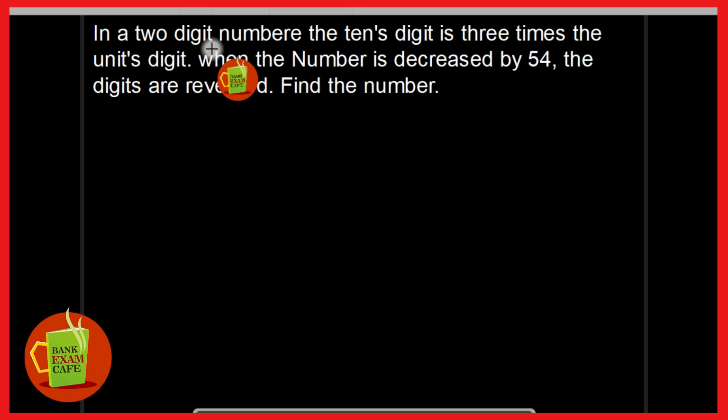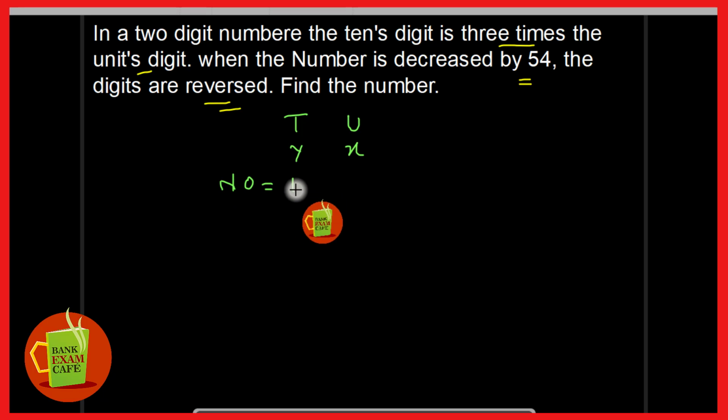The next question is that in a 2-digit number, the tens digit is 3 times the units digit. When the number is decreased by 54, the digits are reversed. Find the number. So friends, first we will assume that let the unit place digit be x and the tens place digit be y, and therefore the number formed will be 10y plus x, because the tens place digit we multiply by 10 and add the unit place digit to get that number.